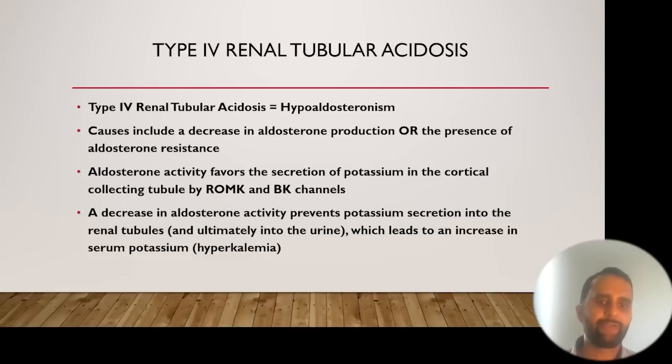A little background on this issue: type 4 renal tubular acidosis is a medical problem from the state of having too little aldosterone in the blood, and this ultimately causes high potassium levels.